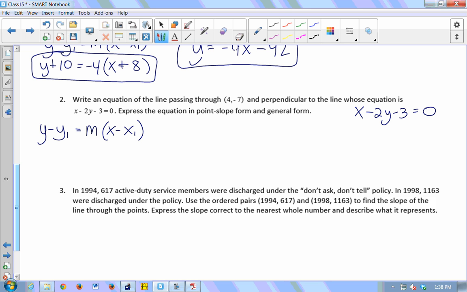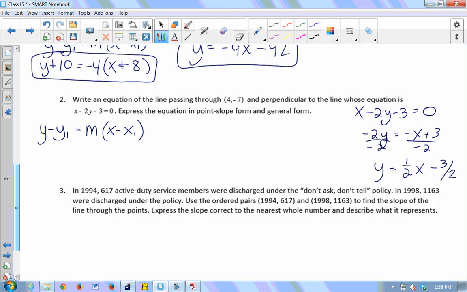So let's see, this is going to end up being negative 2y equals negative x minus 3, divide by negative 2. So I get y equals 1/2 x plus 3/2. What's minus? Oh, the plus 3. Yeah, I moved the 3 over. Thank you. Minus 3/2. Okay, so the slope of the line that my line is perpendicular to is 1/2.